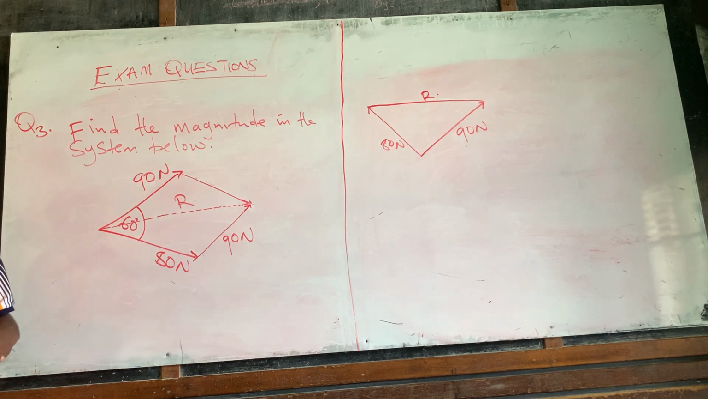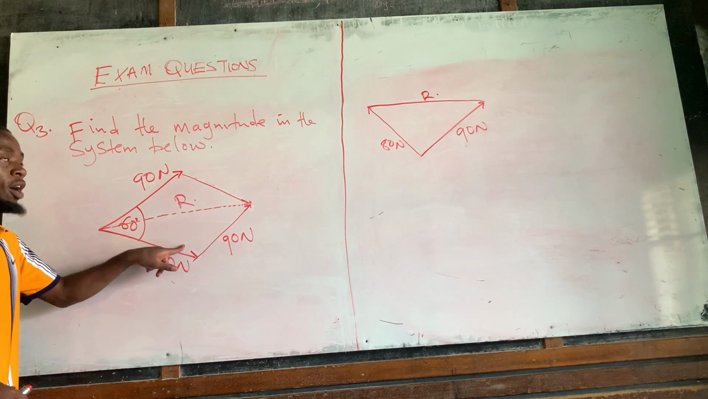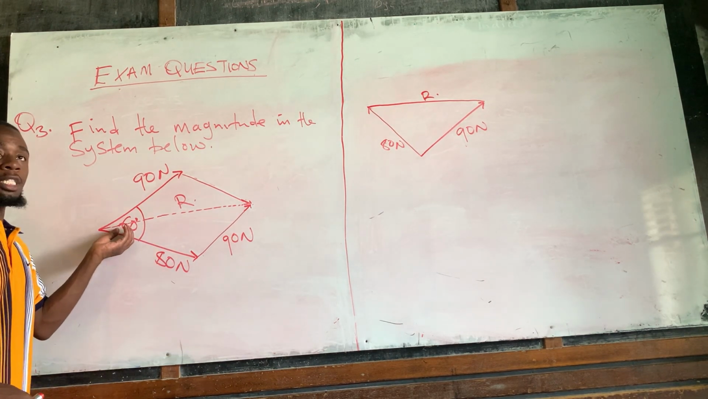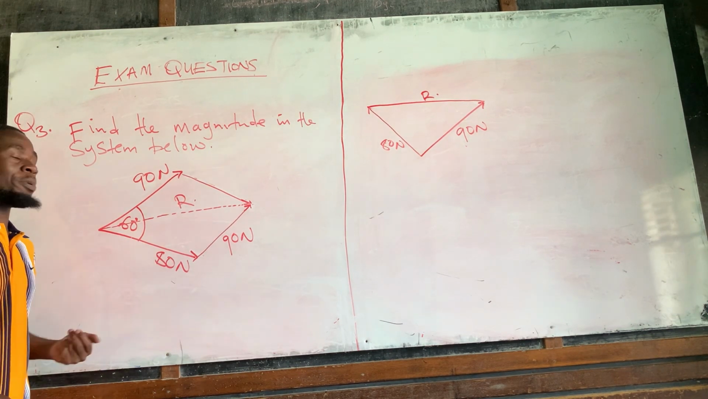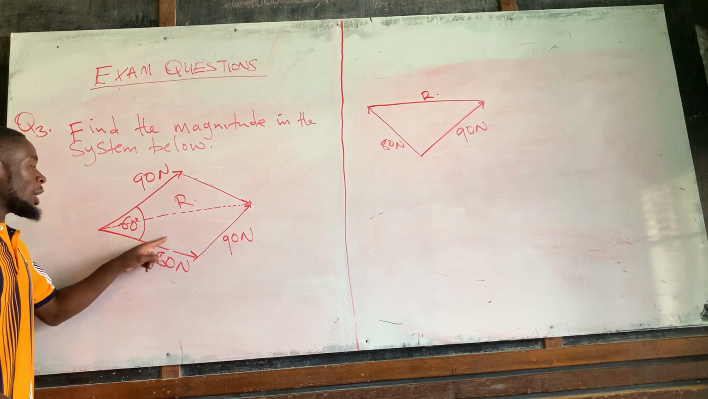So we know that adjacent angles in a parallelogram are supplementary. What do I mean? Meaning they add up to 180. So this angle and this angle here should add up to 180, because they are supplementary. So to find this angle here, it would be 180 minus 60.